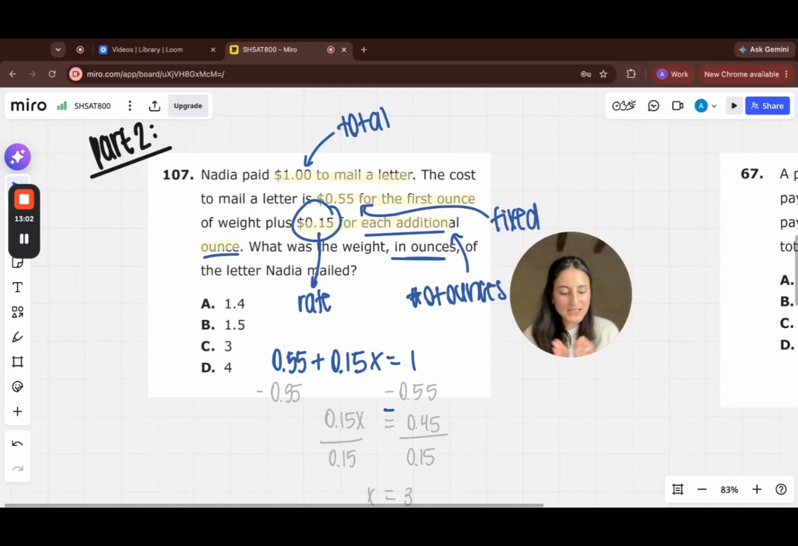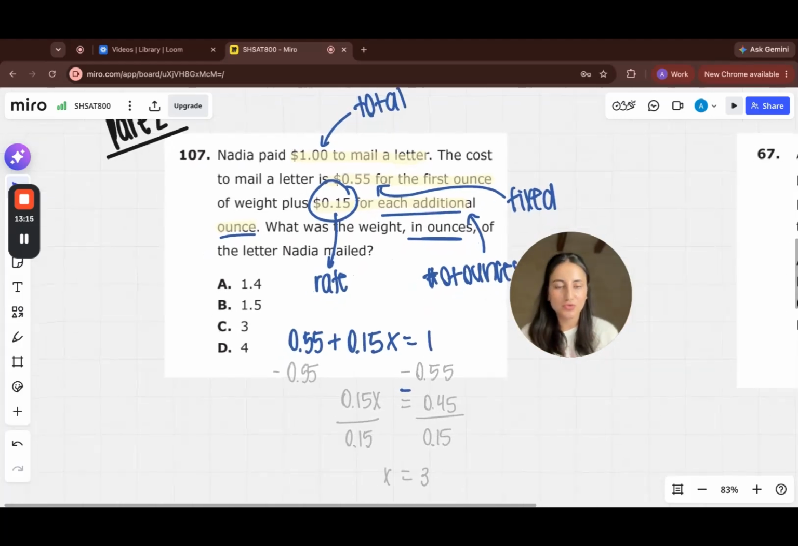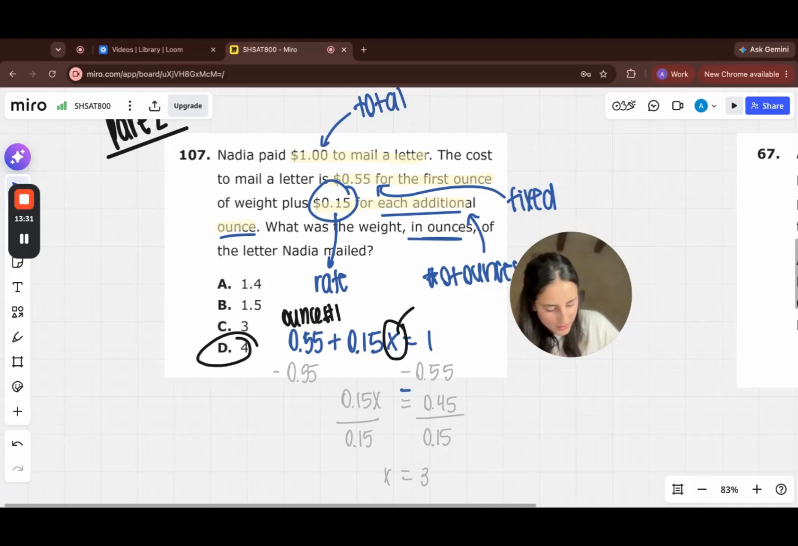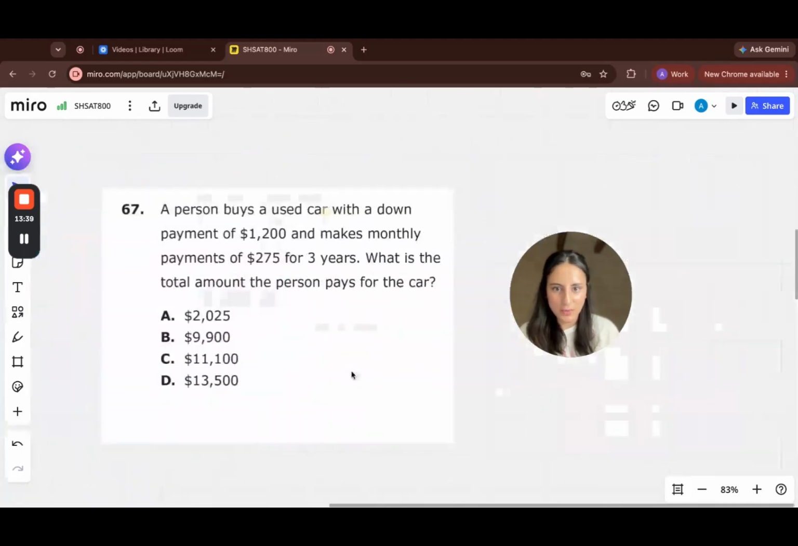So it's asking us what was the weight in ounces of the letter Nadia mailed. A lot of students would actually select 3 from the get-go, but it almost feels like a trick question because it's 3 additional ounces after the first ounce, which means that there are actually 4 ounces in total, which makes the right answer D, right? Because this is ounce number 1, and then there's 3 here. So 1 plus 3 is equal to 4. I hope you caught that before me. Let's move on to the next question in part 2.